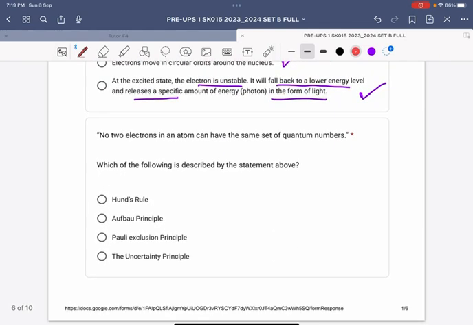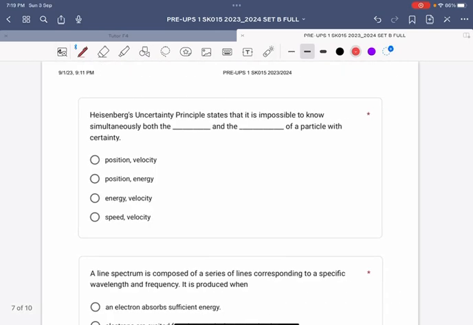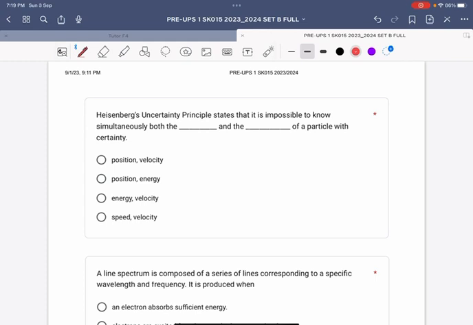Okay, no two electrons in an atom can have the same set of quantum numbers. So actually this is the Pauli exclusion principle. Okay, Heisenberg uncertainty principle, ketidakpastian, that it is impossible to know simultaneously both the position and also the velocity or momentum of a particle with certainty. So the answer is A.